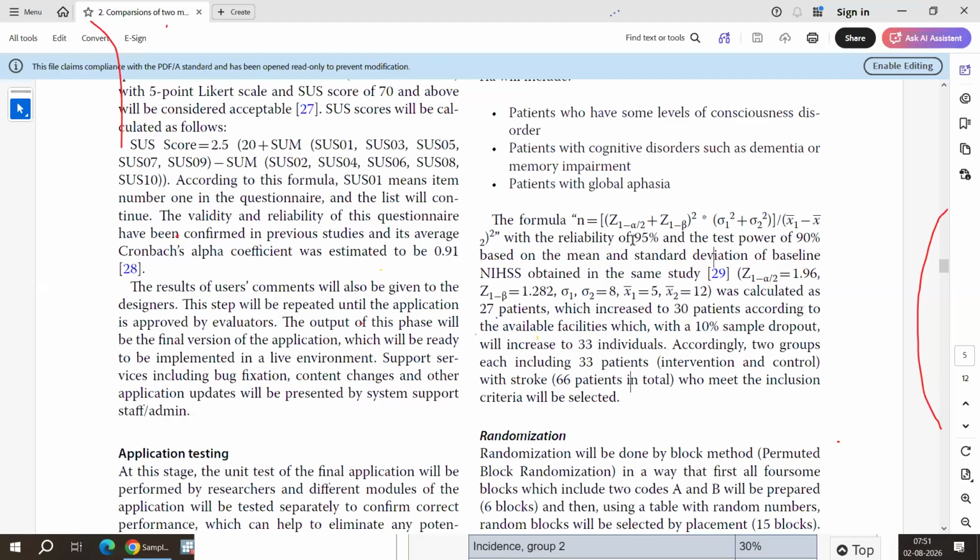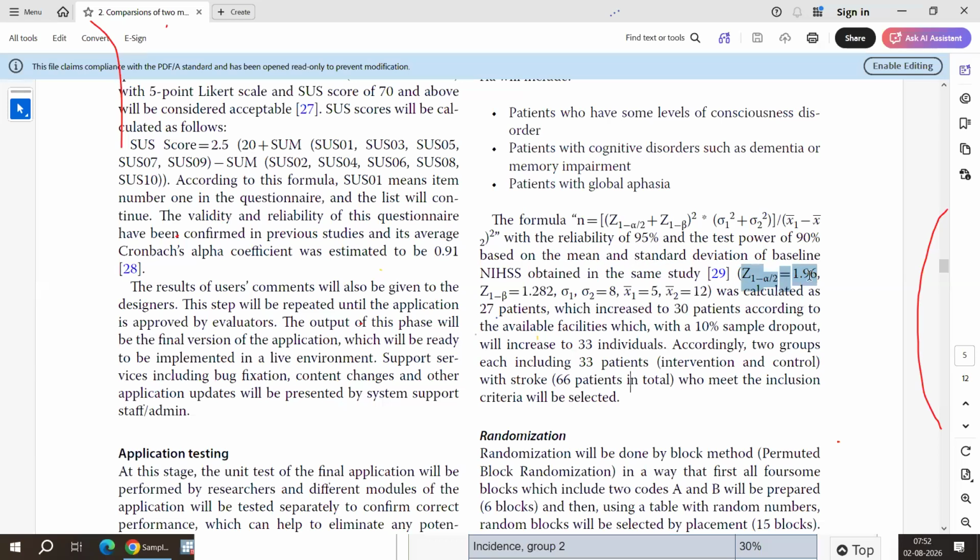With a reliability of 95%. What do you mean by reliability of 95%? That is the confidence interval. And the test power is 90%. They have taken it based on the mean and standard deviation of the baseline NIHSS. NIHSS is a tool to assess the severity of stroke patients, the National Institute of Health Stroke Scale, like a depression scale, anxiety scale, or GCS scale. We calculate mean and SD for this, obtained in the same study, reference 29.